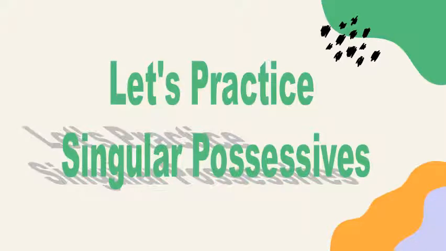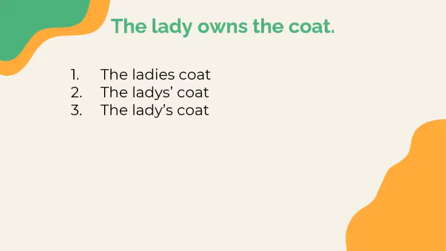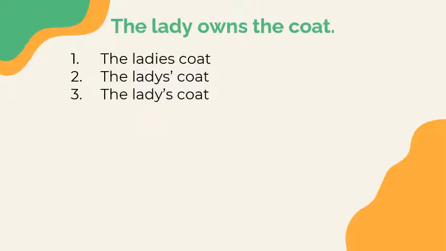Let's practice a little bit the singular possessives. Why not? So let's practice the first example. The lady owns the coat. So the coat belongs to the lady. So the owner is the lady. I have to start with the lady. Lady, is it singular or plural? Lady is singular. So according to the rule, we have to add what to the singular noun to show possession? We have to add apostrophe then s. So which one is the correct? Number three, apostrophe then s.